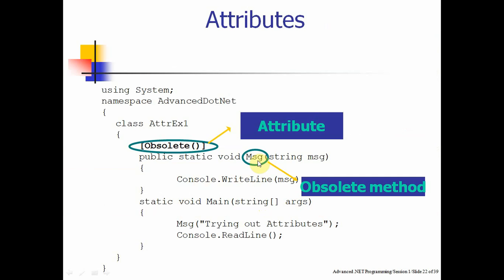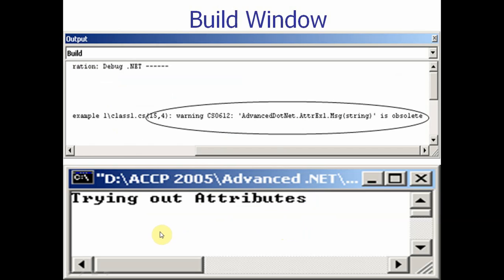Here in this function we are passing one argument to the message function, and this argument is passed from the main program. In the main program we are running this message function with the message trying out attribute. This argument will be passed to the msg variable, and the Console.WriteLine statement will display this message on output. You can see the output. It will execute the program the usual way, but at the same time it will display the warning message also.